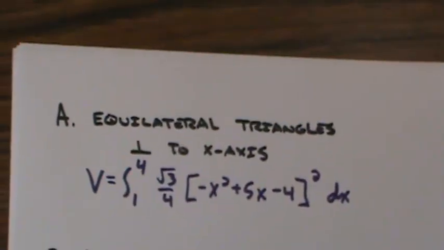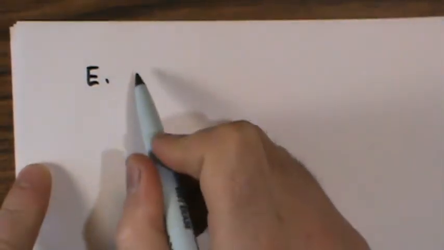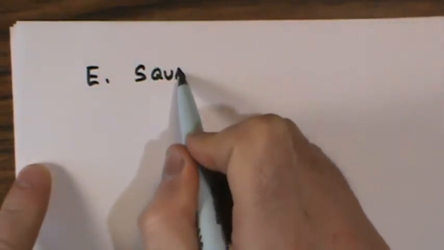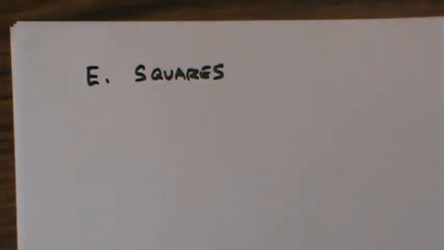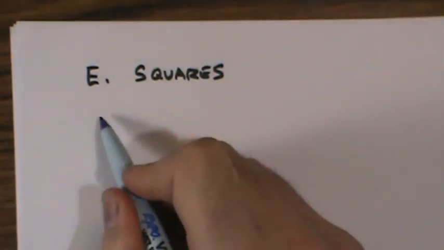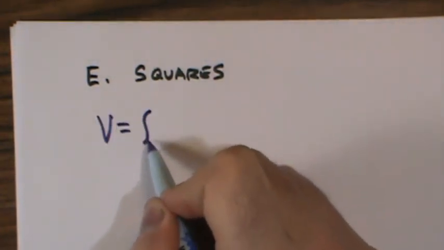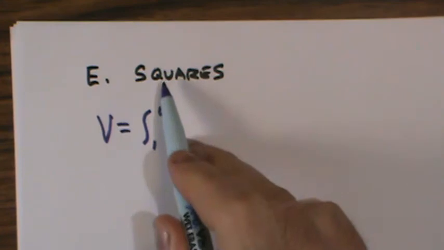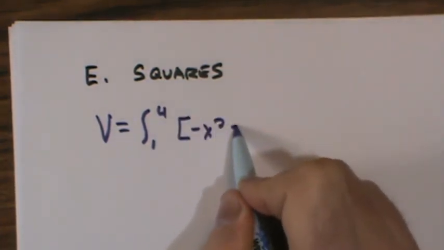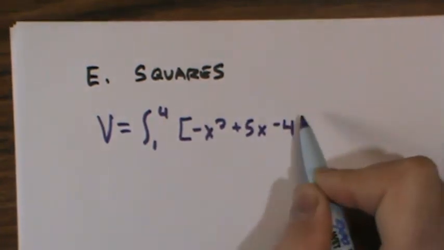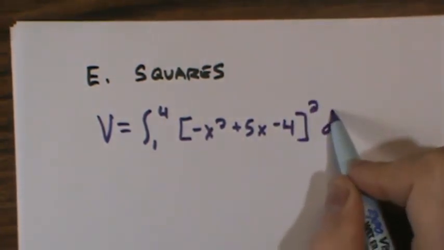And then I'm going to do another one on this. We're going to do a letter E. I did not write that beforehand. Let's say we had squares. And you see, even me just adding this on here, very simple to do, because now I can say I would have volume equals the integral from 1 to 4. A square is just base times itself, so it would be that negative x squared plus 5x minus 4, squared, dx.